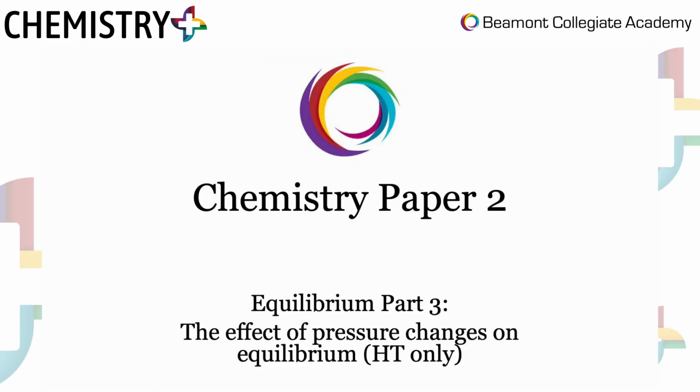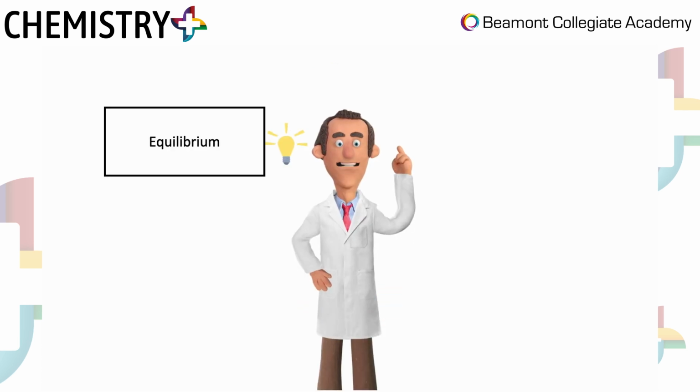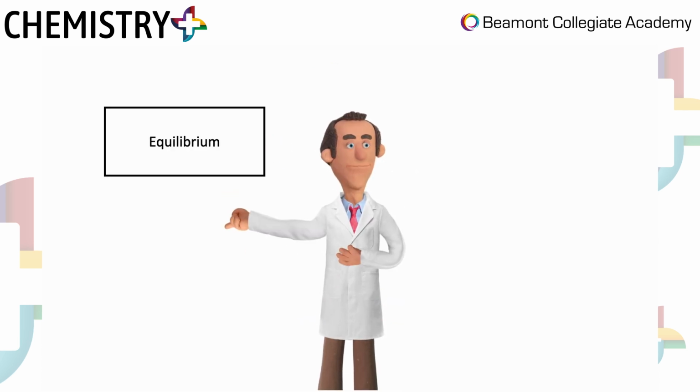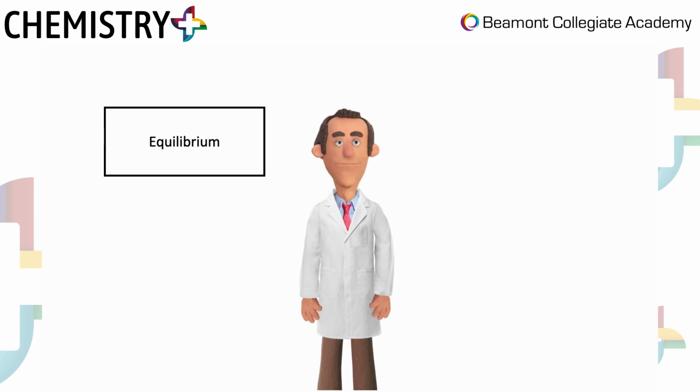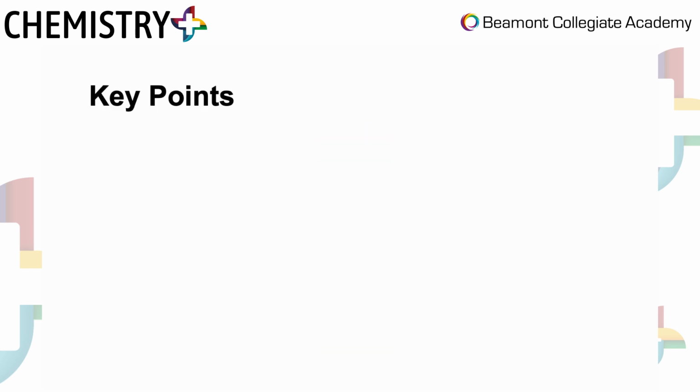Chemistry Paper 2, Equilibrium Part 3, the effect of pressure changes on equilibrium, higher tier only. Now for some key knowledge. Have you revised this topic yet? Key points.